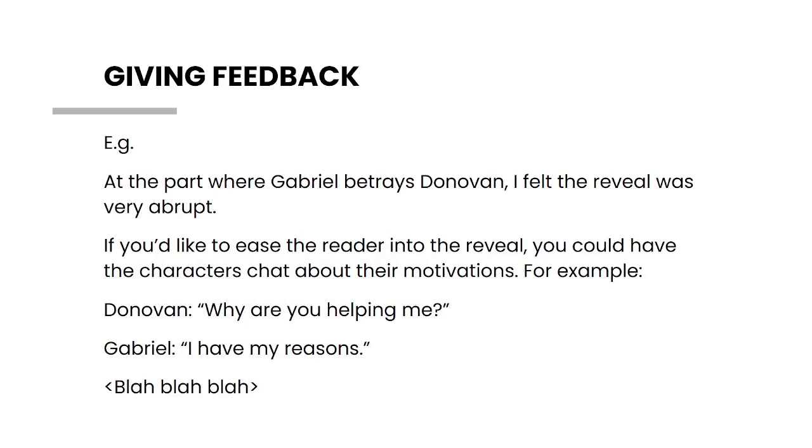For example, at the part where Gabriel betrays Donovan, I felt the reveal was very abrupt. If you want to ease the reader into the reveal, you could have the characters chat about their motivation. Maybe they could say this and this and this, and then from there you give advice. So this is how we can do it.